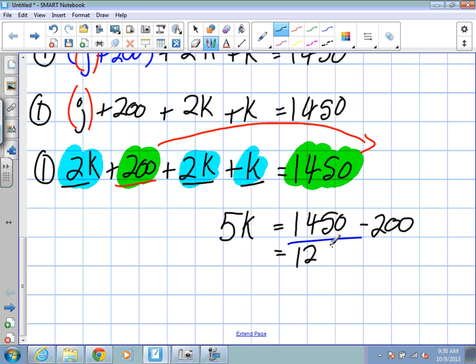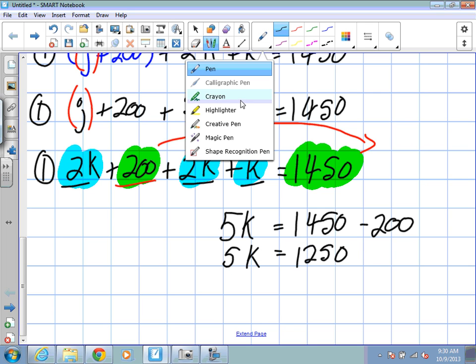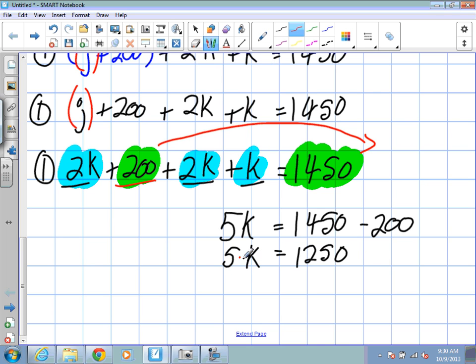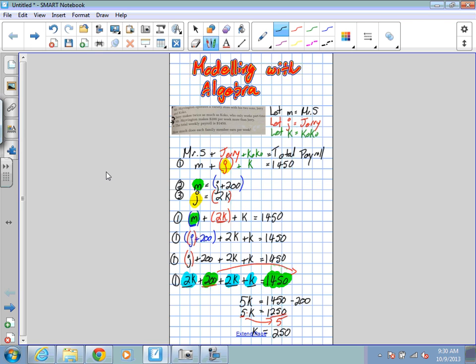And how do we isolate for k? That's right. To move that 5 over, it needs to be divided. Okay. So what is 1250 divided by 5? What is it? 250, yes. So 250. So we've now isolated for k. That's nice, but it hasn't answered our question yet. The question was, how much money does everybody make?